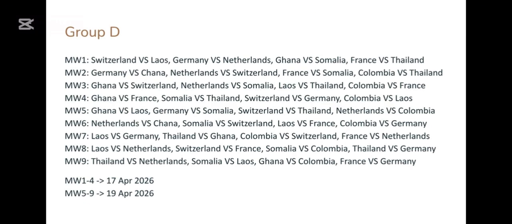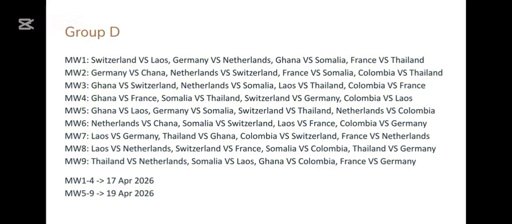In match week 6, Netherlands v Ghana. I keep having typos, bro. Somalia v Switzerland, Laos versus France, Colombia versus Germany. In match week 7, Laos takes on Germany, Thailand takes on Ghana, Colombia takes on Switzerland, and France takes on Netherlands.